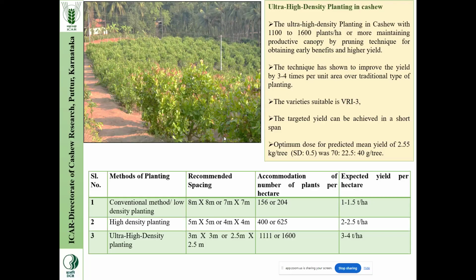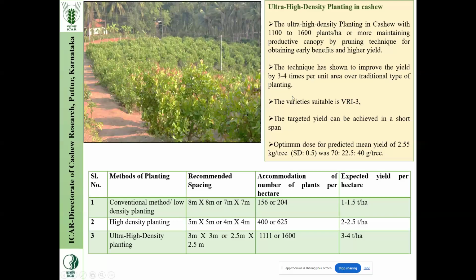When you are going for ultra high density and high density, you have to definitely practice training and pruning of the canopy. So the varieties which are pruning responsive as well as suitable for high density planting are selected for this cropping system.